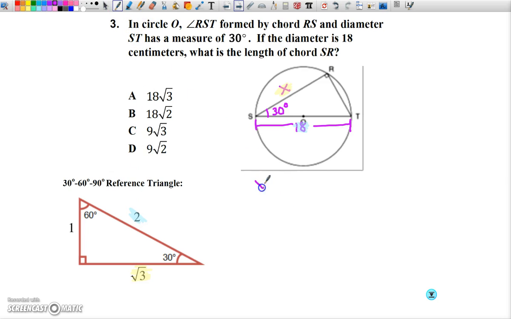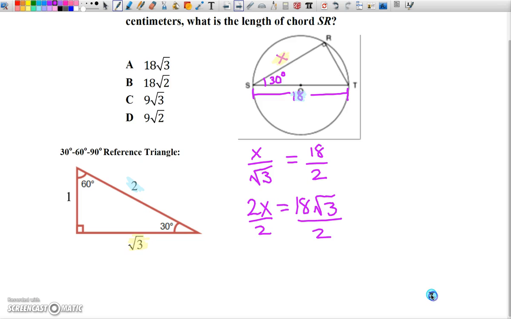So we set up x over the square root of 3 and set it equal to 18 over 2. Cross multiply to get 2x equals 18 times the square root of 3, then divide by 2. Now remember, at this point we can only divide these two numbers because 2 is not in a square root, so we get 9 times the square root of 3, which is C.